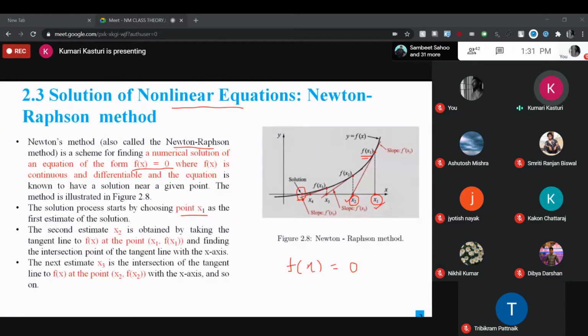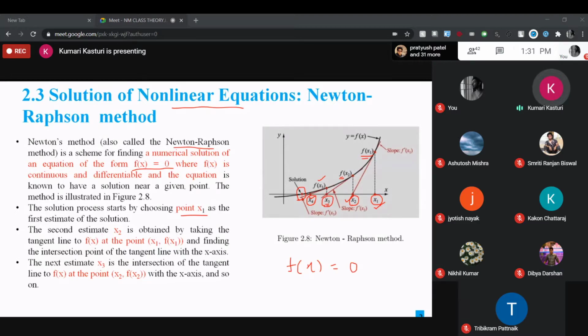Similarly, the first initial point is x1, and for the first iteration you get the solution x2. After finding x2, again with respect to x2 the function value is f(x2). Then again draw a tangent line, which crosses the x-axis at x3. So x3 is the next value. After finding x3, the function value is f(x3). Again we draw a tangent line, which gives x4. By this procedure, we are coming nearer to the actual solution. This is how in Newton-Raphson's method we find the solution.